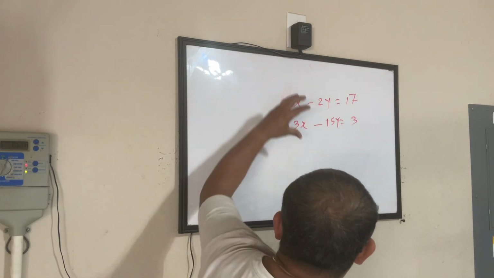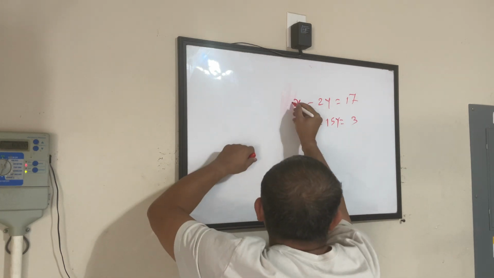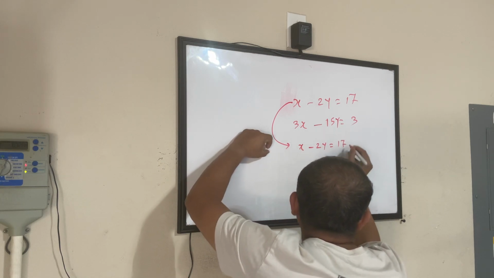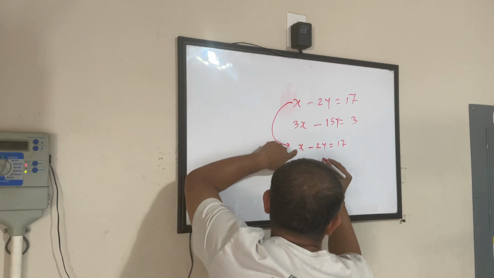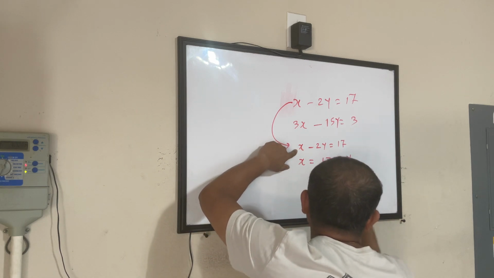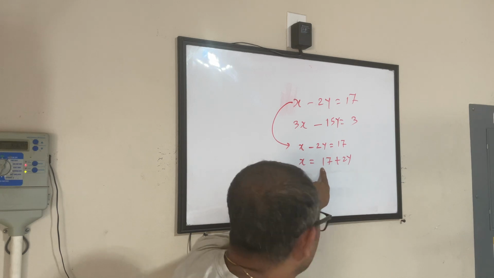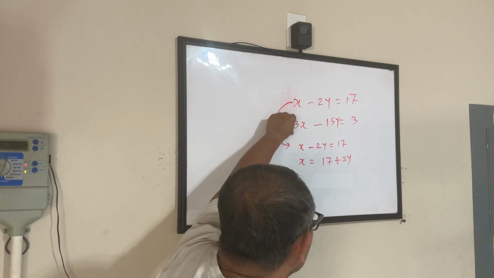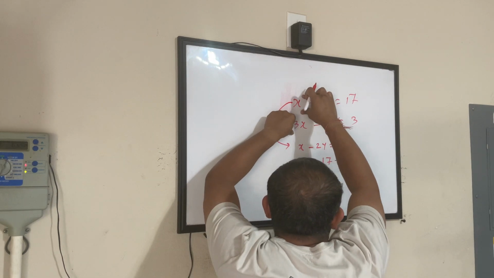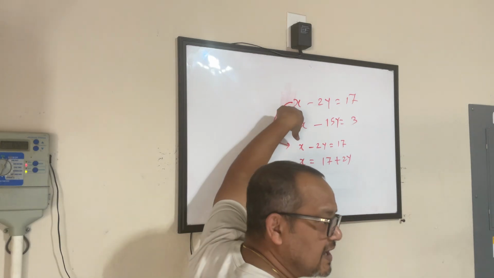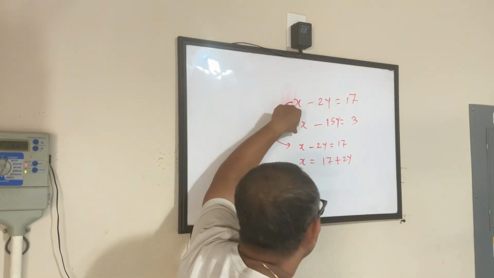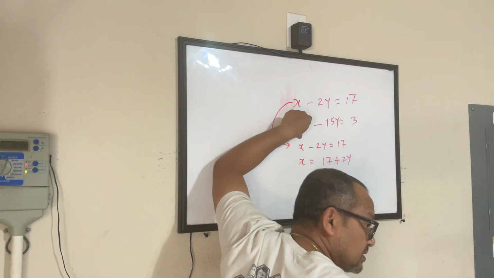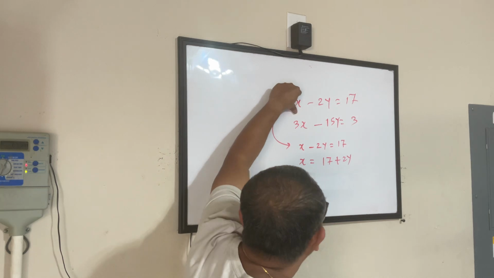If I look at the first equation, x minus 2y equal to 17, that means x will be equal to 17 plus 2y. Now, if I take this value of x and plug in here, what will happen? I'm substituting the value of x from one equation into the other equation. Correct? That's why it's called the method of substitution. I'm substituting the value of x from this equation into the second equation. Okay?